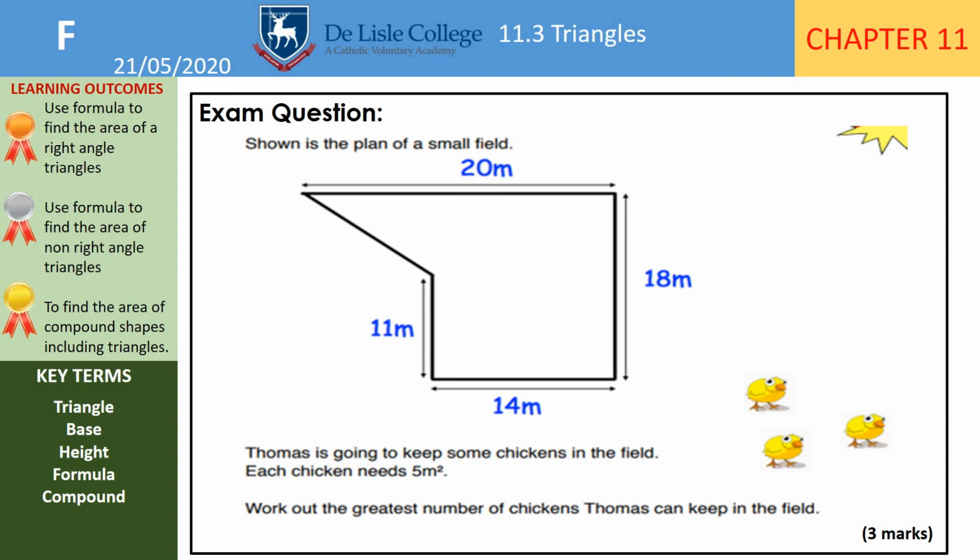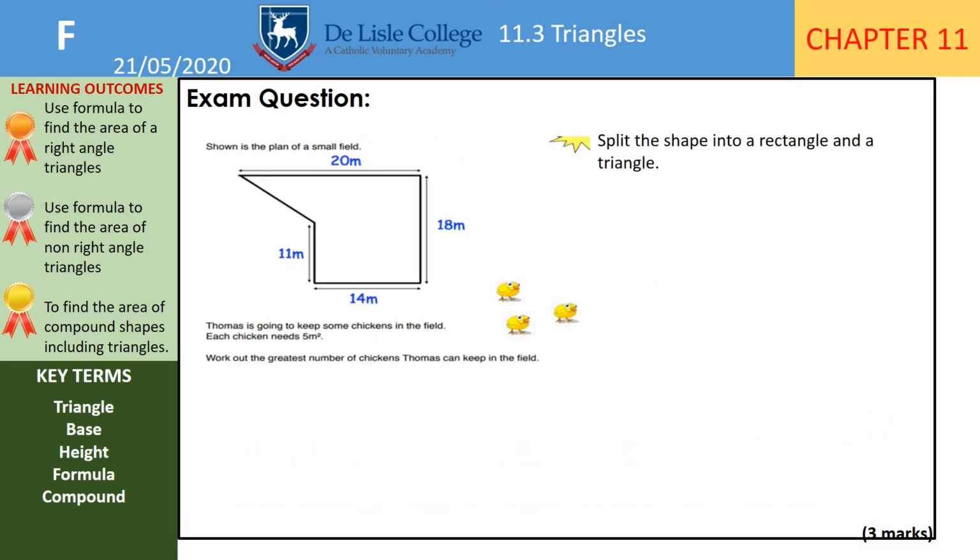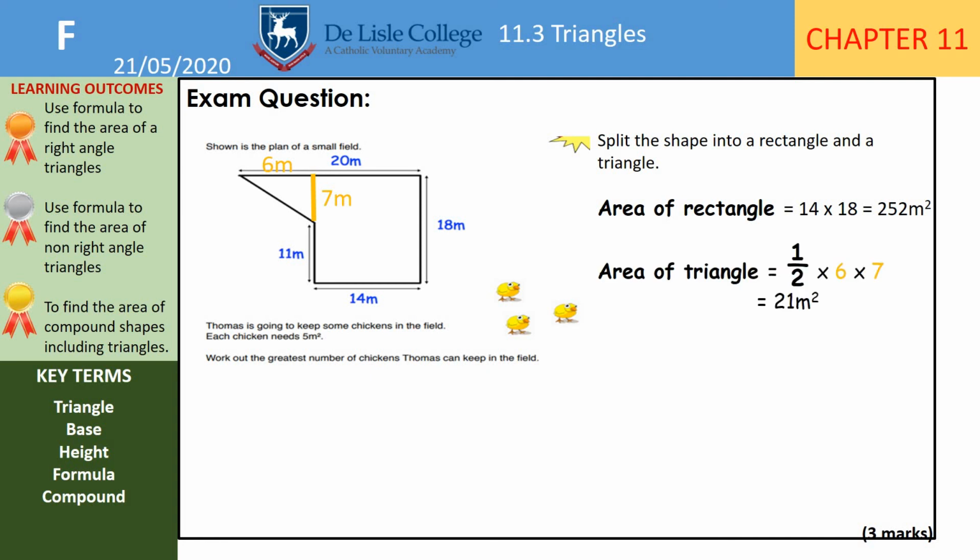Okay, let's have a little look, see how I did it. It's a compound shape, so I find the area by splitting the shape. That's the way I did it. We have 6 metres for that distance across the top, and 7 metres for that distance, to be clear. So let's go from there. The rectangle is 14 times 18, which is 252 square metres. The triangle will be half times base times height, half times 7 times 6, which is 21 square metres. So we add them together and we get 273 square metres for the total area of Thomas's field.